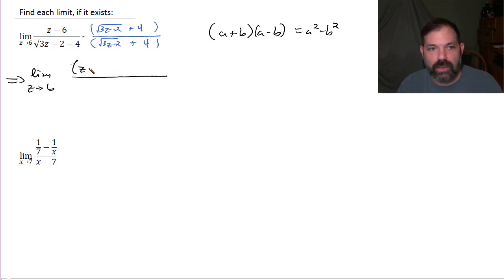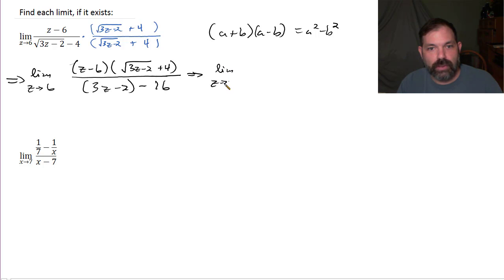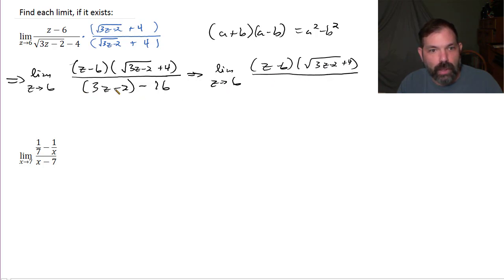Let's see what happens. If I just leave this alone, z minus 6 times the square root of 3z minus 2 plus 4. And then in the denominator, I would have the square root of 3z minus 2, squared. Hey, that's going to give me a 3z minus 2, minus 4 squared, which is 16. Limit z approaching 6. Leave the numerator alone. And now in the denominator, if I clean this up, let's see, that's 3z minus 18.